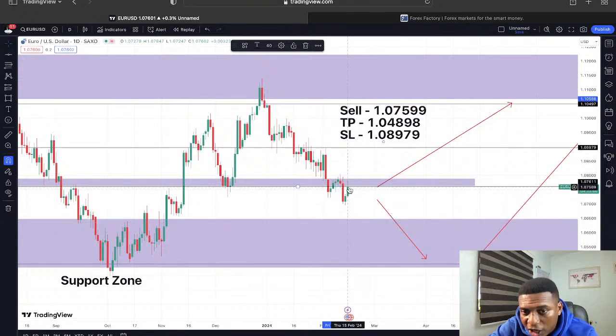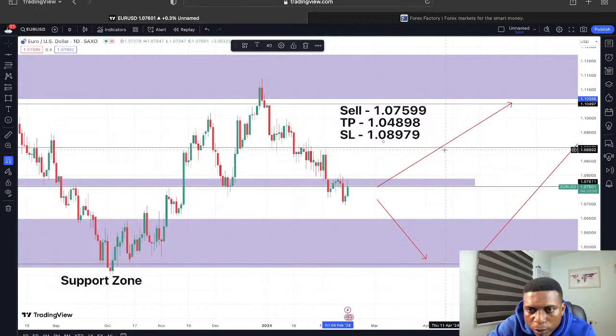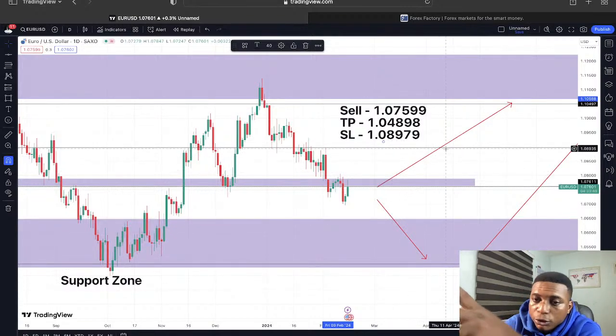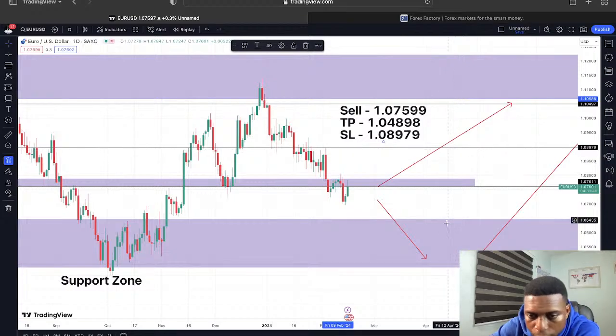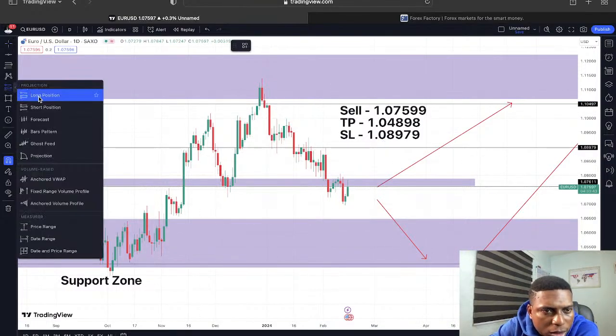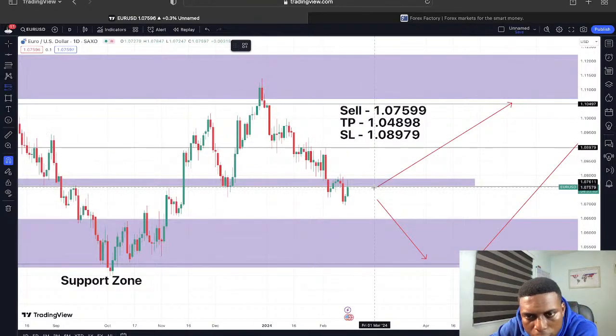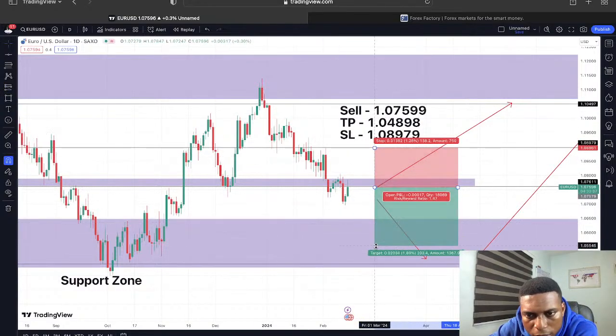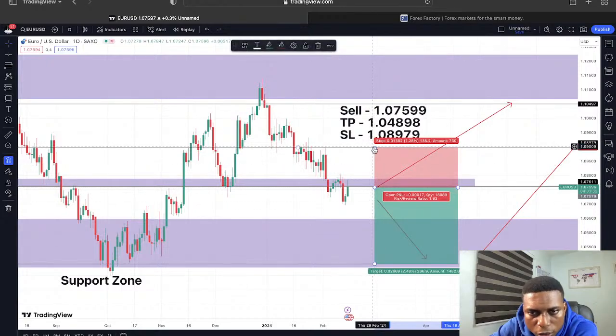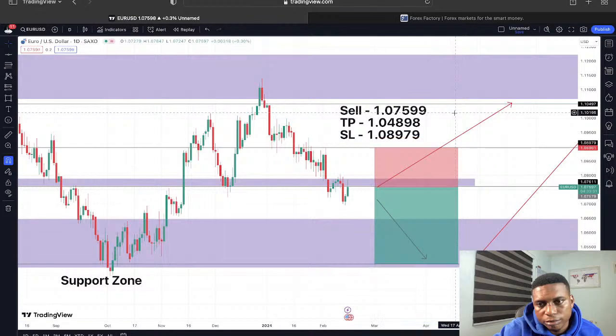You can take profit at any level here, but this would be our target level and this would be our exit in terms of stop loss. Okay, stop loss level, take profit level. To make it clearer, yeah, we're shorting from here down here, and our stop loss is here. Perfect.